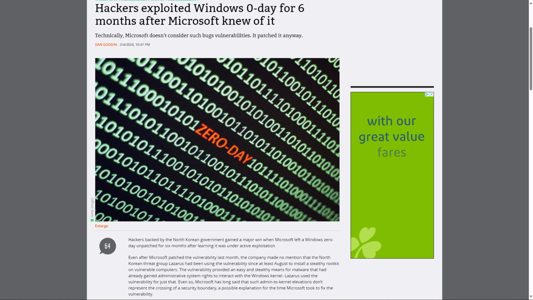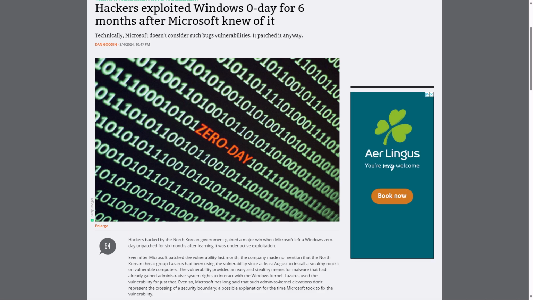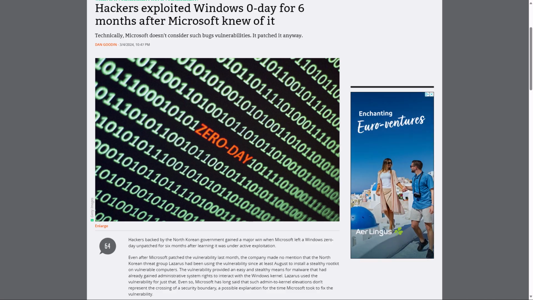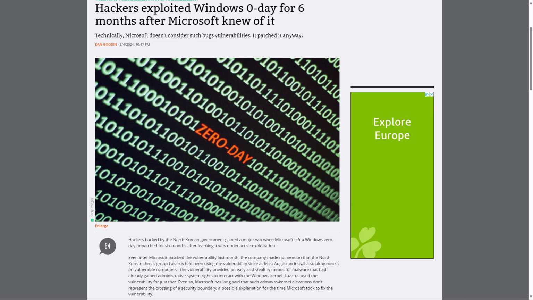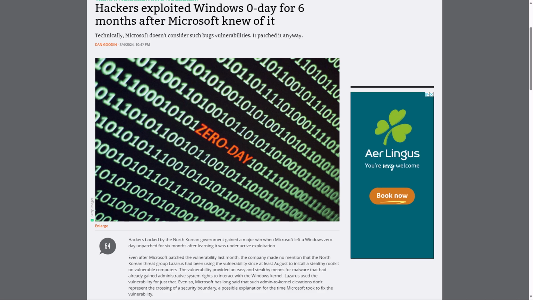It has been a rough week for Microsoft in terms of security stories. Several outlets, including Ars Technica, reported hackers backed by the North Korean government gained a major win when Microsoft left a Windows 0-day unpatched for 6 months after learning that it was under active exploitation. So it seems like a major miss by Microsoft.